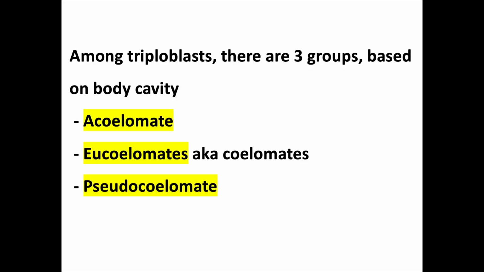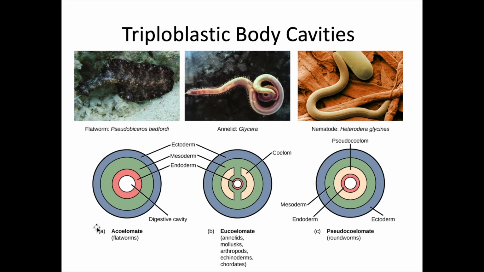Now, among these triploblasts, there are three groups based on an additional body cavity. Acoelomates, eucoelomates, sometimes just called coelomates, and pseudocoelomates. These are all defined in the key terms, but again, a picture is worth 1,000 words. What do we look at? Here is an acoelomate. Acoelomates, again, it's just a cross section. These are some examples here, but pay attention to the cross section.